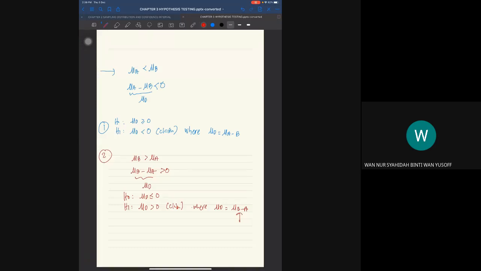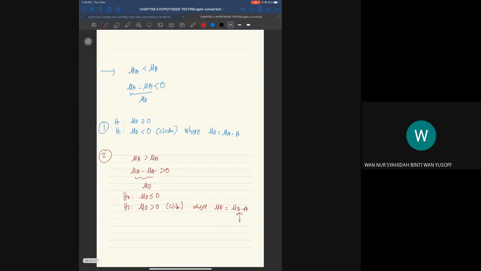So it is up to you whether you want to use the first hypothesis or the second hypothesis. Both will be accepted, but do not write both, it will be confusing later. Any questions so far? I think the rest you can do on your own. Any questions?